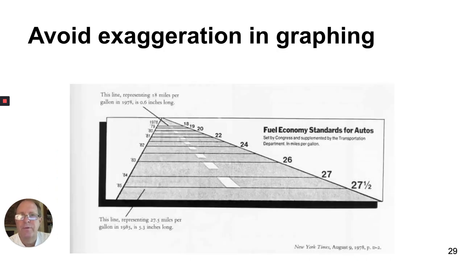And you want to avoid exaggeration in graphing. In this graph, the line at the back represents 18 miles per gallon in 1978. That's a line that's only 0.06 inches long. And the line that's closest to us represents 27.5 miles per gallon in 1985. That line is 5.3 inches long. So this is a gross exaggeration.